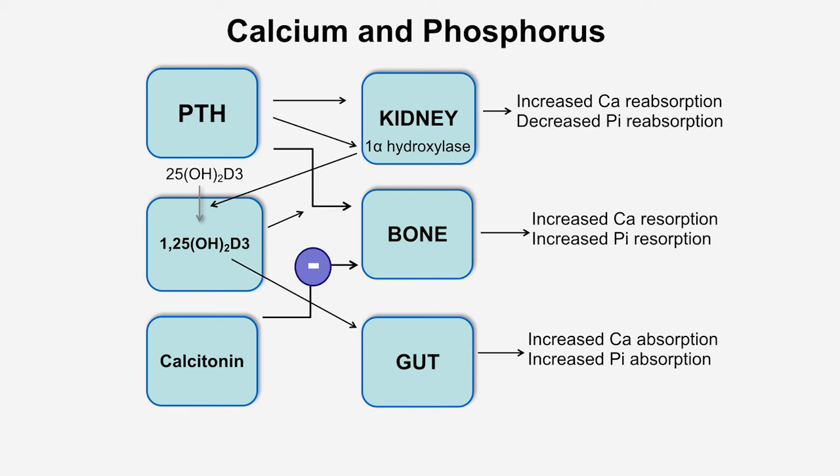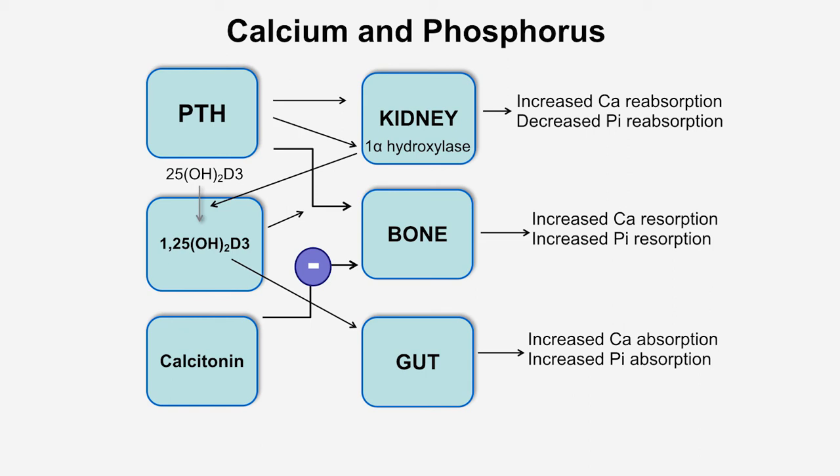So PTH in the kidney increases calcium reabsorption, but it decreases phosphorus reabsorption and increases phosphorus excretion in the kidney. And PTH also acts permissively in the bone to increase release of calcium and increase release of phosphorus. It acts permissively with vitamin D in that role.